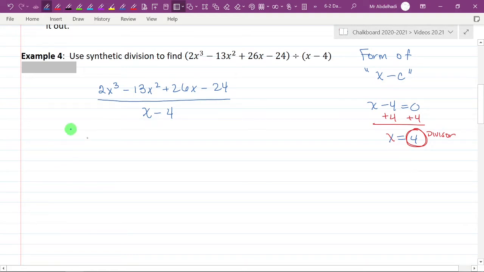Here's what you do. Here we go. You take your 4, you write it over here, and then you know how long division has that symbol? We're going to flip that upside down. Okay? So upside down like that.